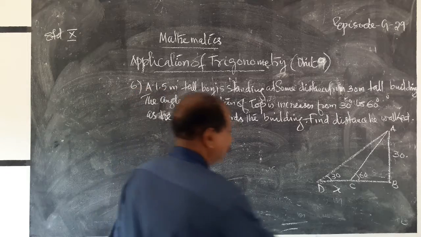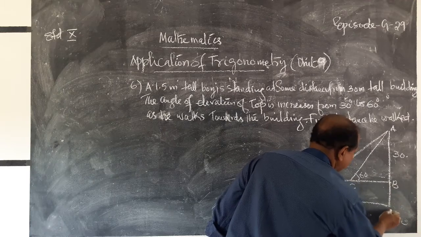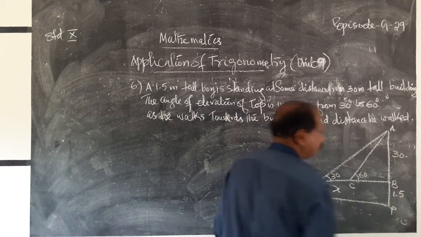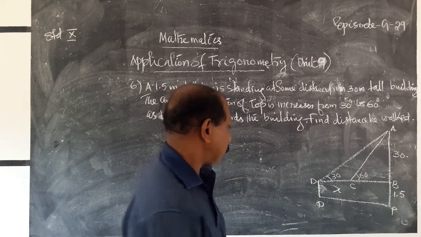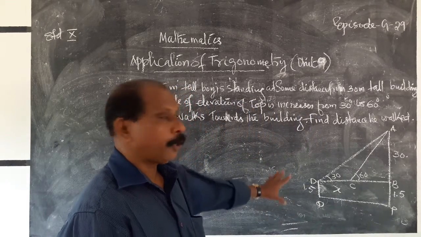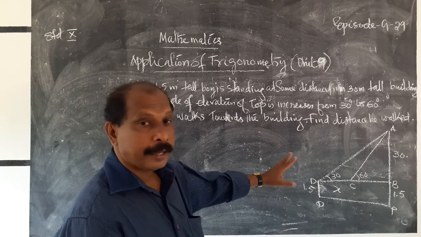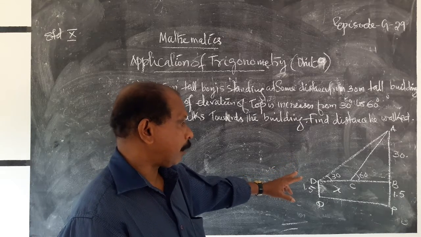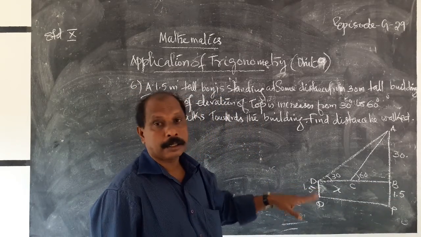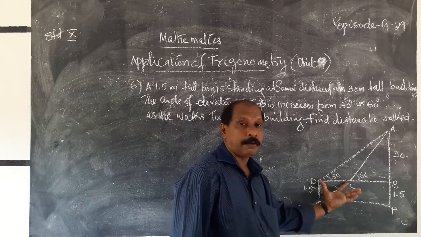Okay. This is the figure. That means the height of the boy is 1.5 meter. This is 1.5 meter, therefore this is also 1.5 meter. That means a 1.5 meter tall boy makes an angle of 30 degree. Then he walks towards the building, and the second angle is 60 degree. That is, the angle increases from 30 to 60 degree. Then find out the distance he traveled.